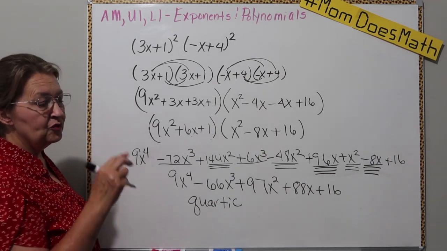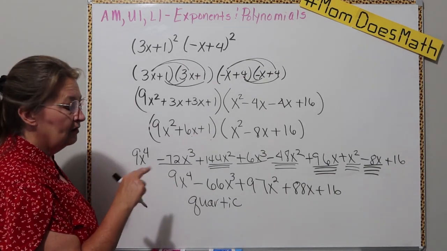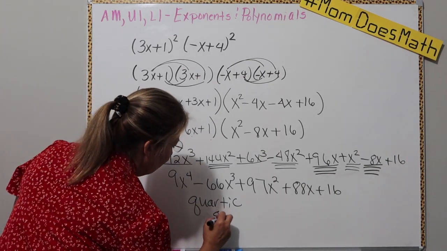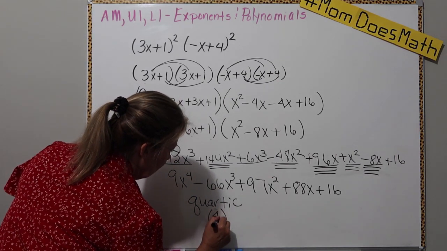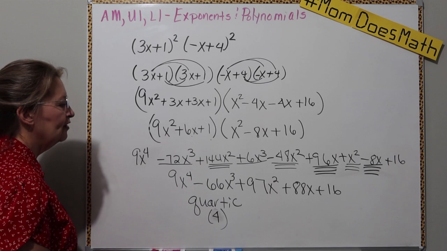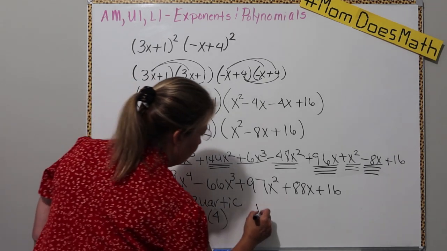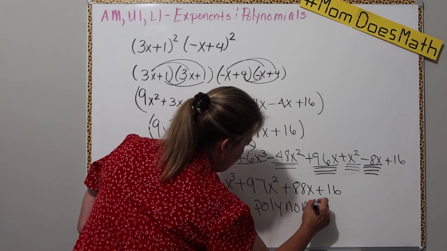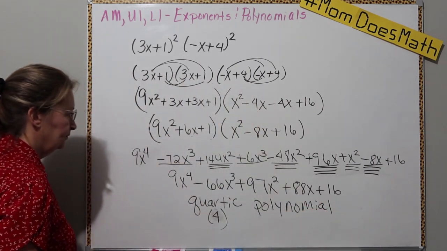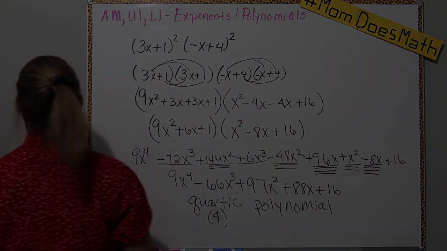Remember, quadratic is when you have the highest exponent of 2. So don't get that confused. And a lot of times they're just going to ask you for the degree in numerical form. So this is a degree 4 polynomial. Since it has more than 4 terms, it's just a polynomial. Okay, now let's look at that word problem.